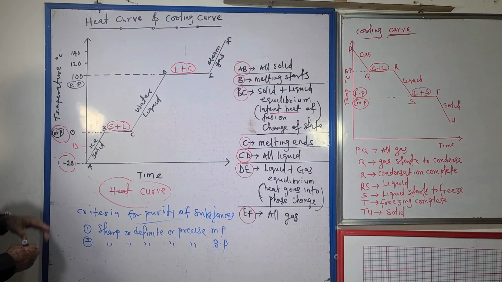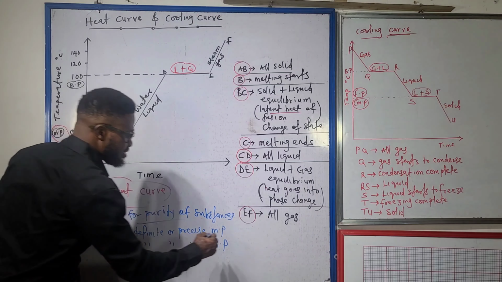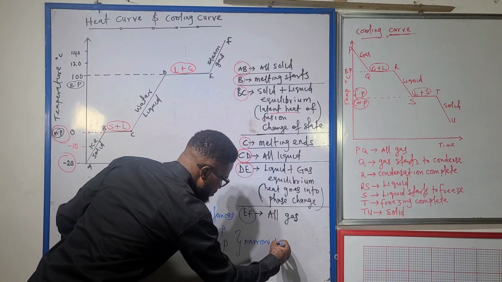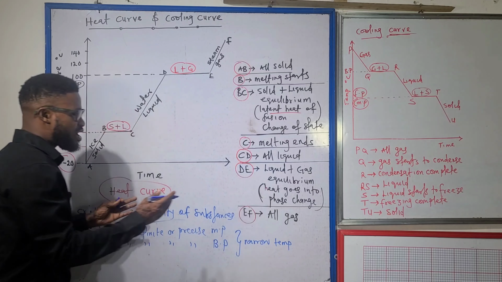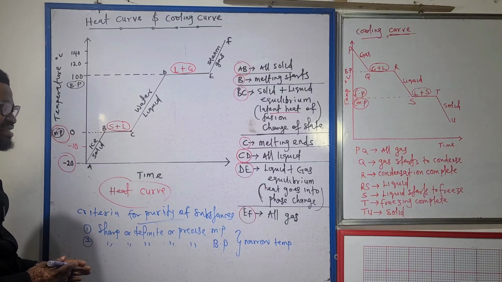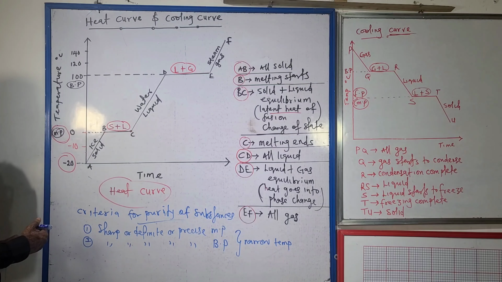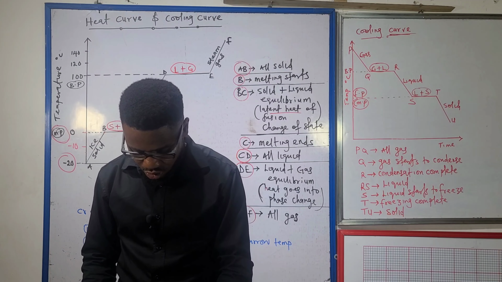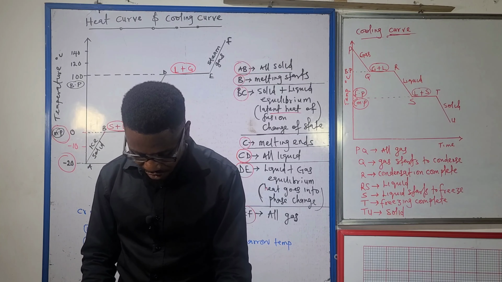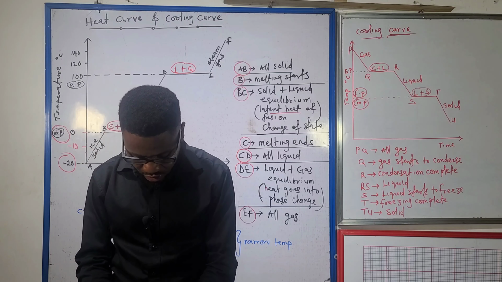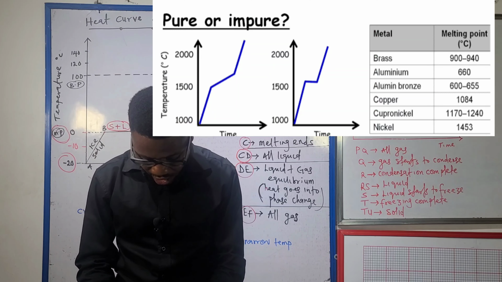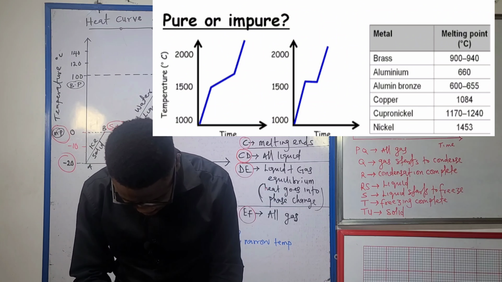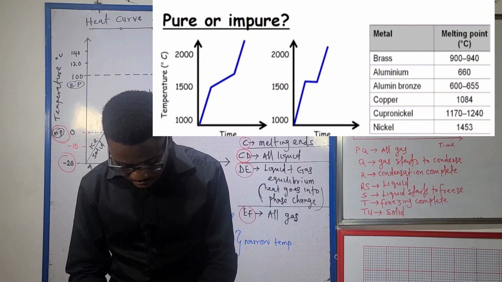Pure substances melt over a narrow temperature, or sharp, precise. But impure substances melt over a temperature range, as you see in the diagram displaying on your screen. You have a graph for an impure substance where one of the plottings there shows that pure iron melts at 1500.